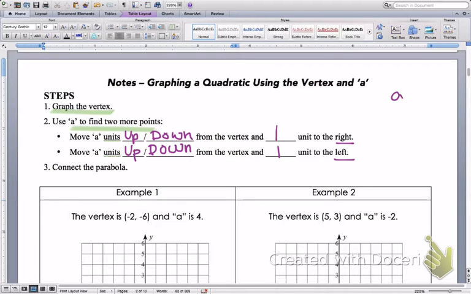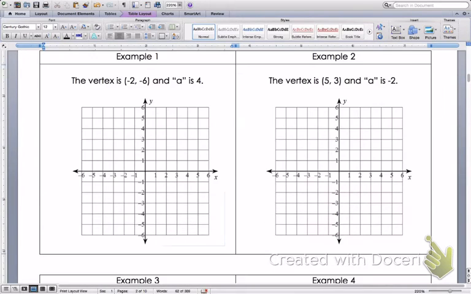What that means, let's say A is negative 3. If this is my vertex, I am going to be going down 1, 2, 3, and 1 to the right, and 1 to the left, and putting 2 points in those spots. That will give me 3 points to graph my parabola, which is the third step. So let's go ahead and see how this works out on the 4 examples below.